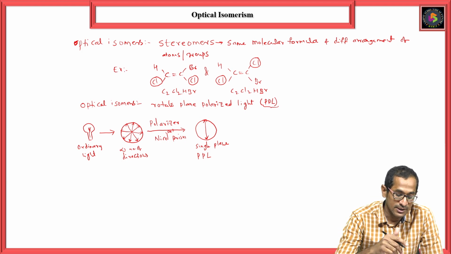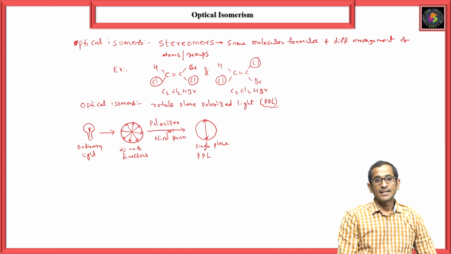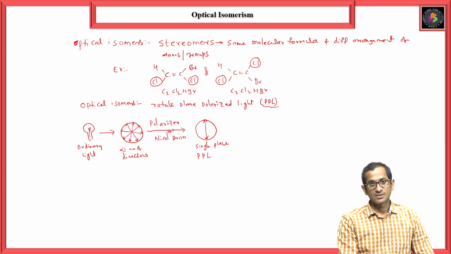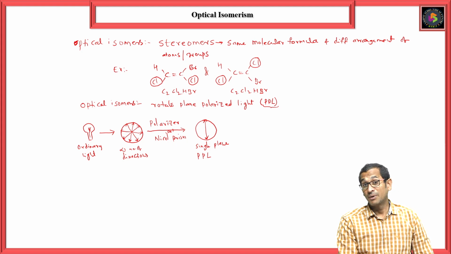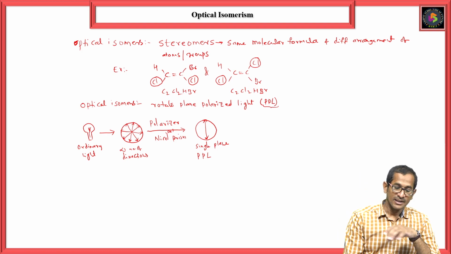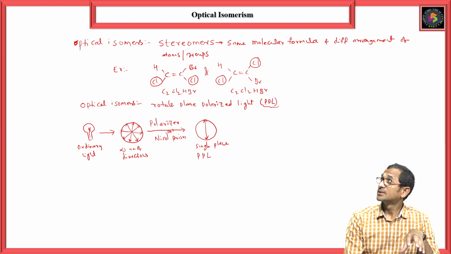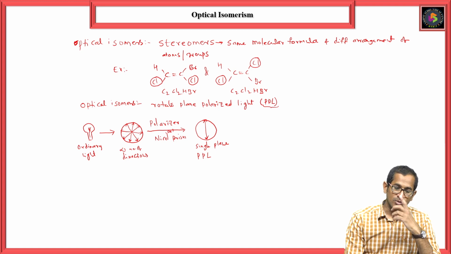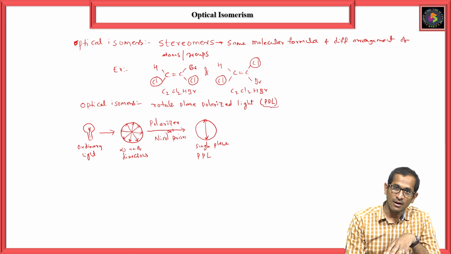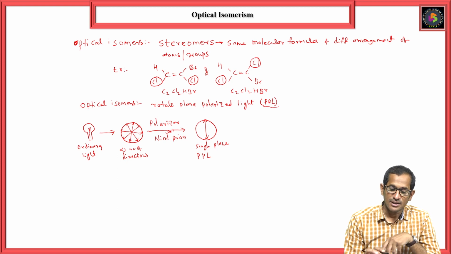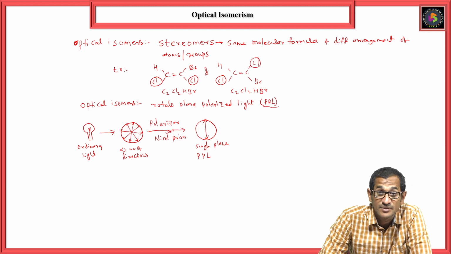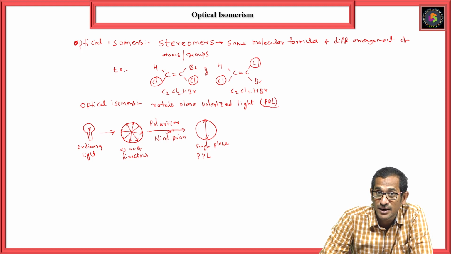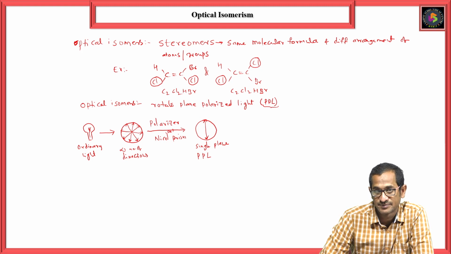We will discuss one more time. The waves of the ordinary light oscillate in an infinite number of directions at right angles to the direction of light travel. These infinite directions then pass through the polarizer or Nicol prism. The infinite directions are then converted into a single plane. That single plane is called plane polarized light.